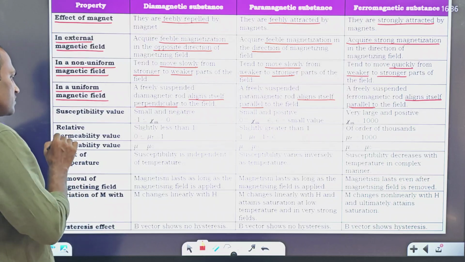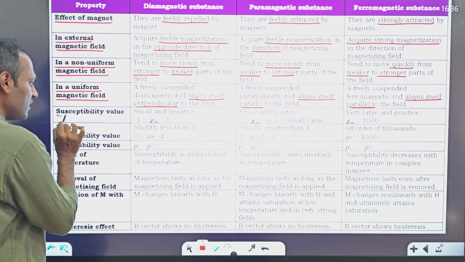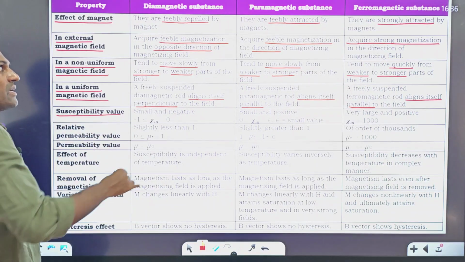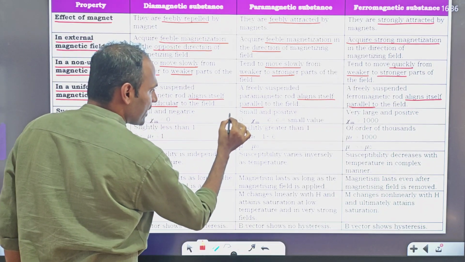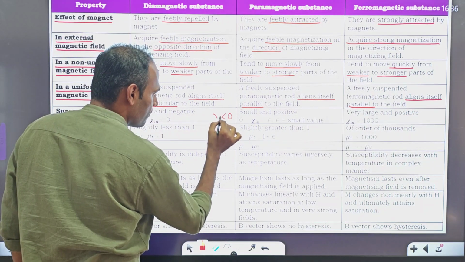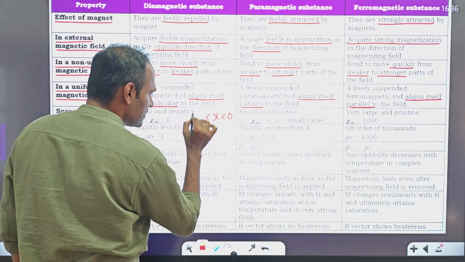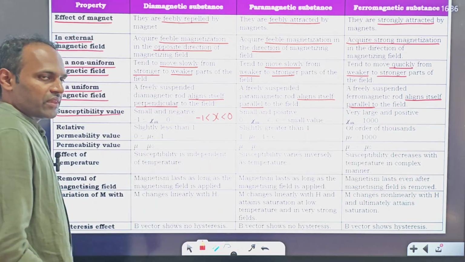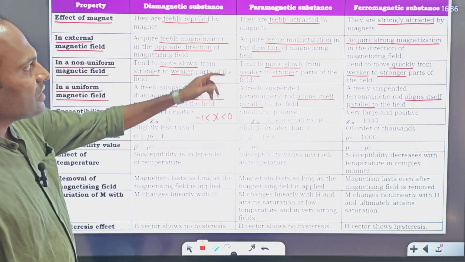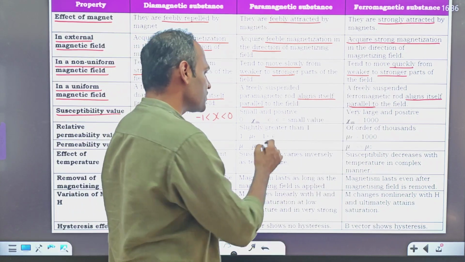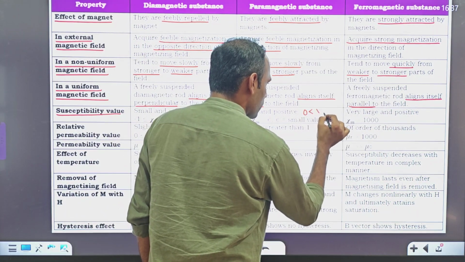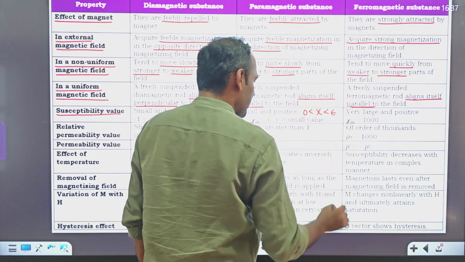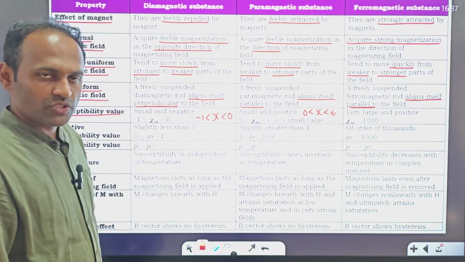Next, a very important quantity you have to remember: susceptibility. Susceptibility of diamagnetic material is small and negative. Small and negative means susceptibility is less than 0 and greater than -1. Susceptibility of paramagnetic material is small and positive. It is greater than 0 and less than epsilon. So it is very small and positive.